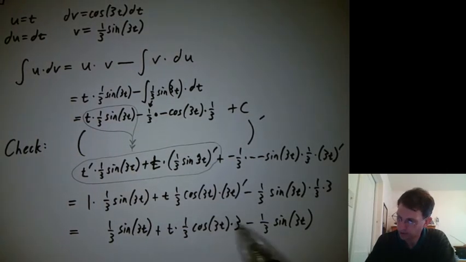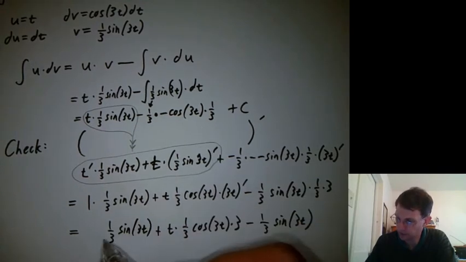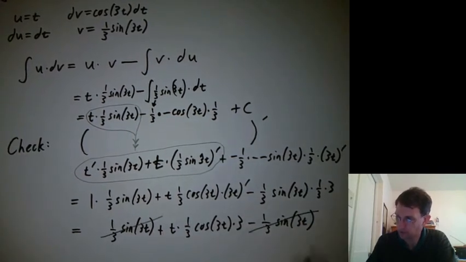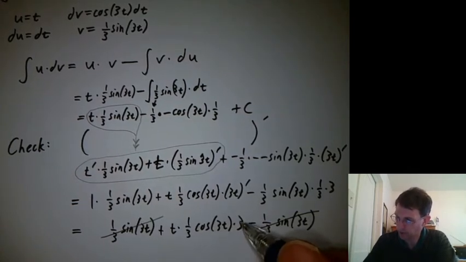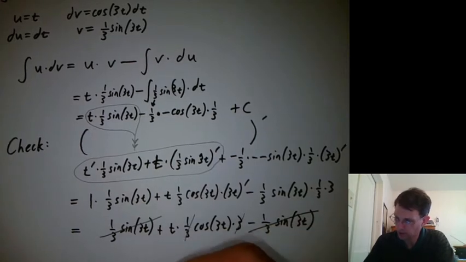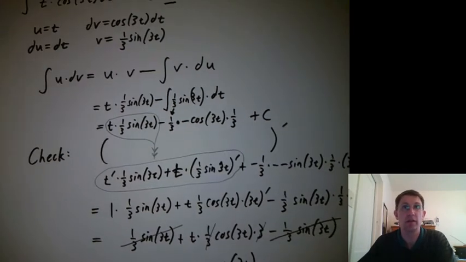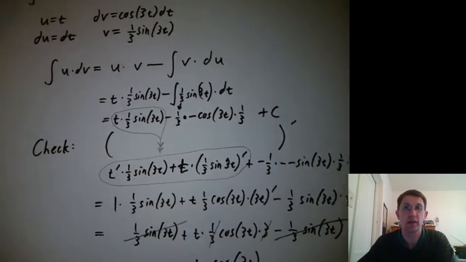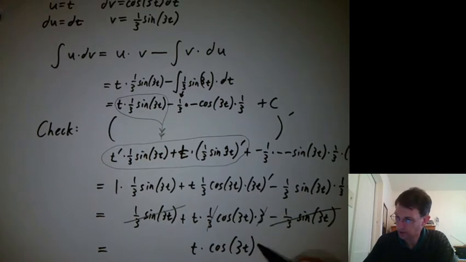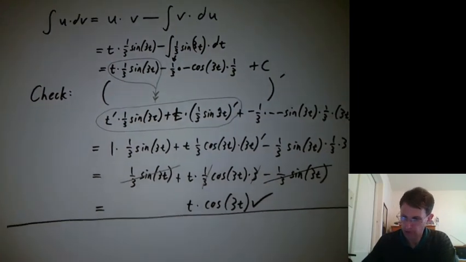This part here and that part there are the same but with a minus, so I can cancel those. And the 3 here cancels the 1/3. And so I get t times cosine 3t, which is indeed what we started with. So that checks out. Phew. All right, let's do another one.